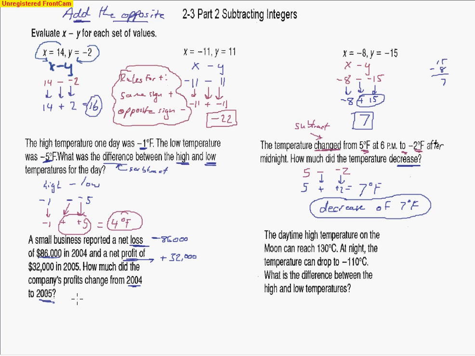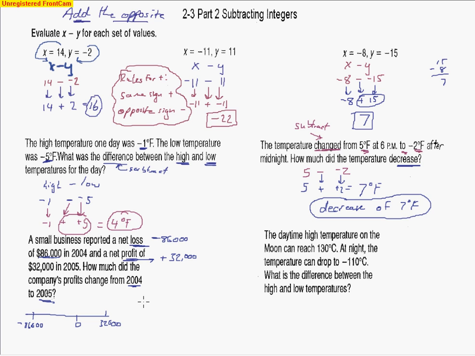All right, so let's go ahead and set that up. The change in profit went from a low number. Again, think of this on a number line. Here's negative 86,000, and here is 32,000 on the number line. Zero is right around here. So it has to go all the way through the 86,000 to the 32,000. I'm just going to subtract the two numbers, and I know it's going up, so it's going to change for the positive. How much did the profits change?